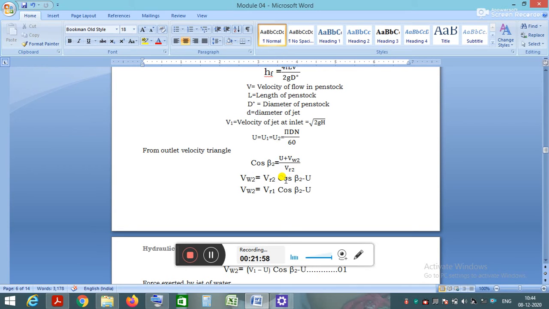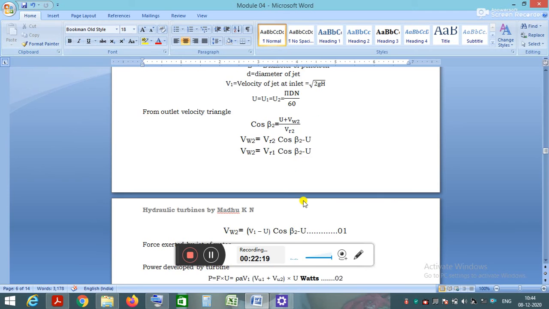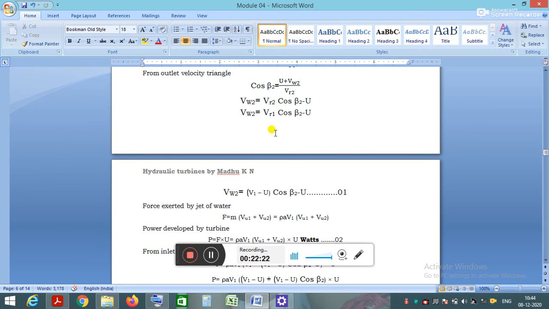But for an impulse turbine, since here the blades are symmetrical, the relative velocity at the inlet is equal to the relative velocity at the outlet for a Pelton wheel. Therefore, we can write Vw2 equals Vr1 cos beta 2 minus u. But what is Vr1? It is V1 minus u1. We can write V1 minus u. Therefore, Vw2 equals (V1 minus u) into cos beta 2 minus u.